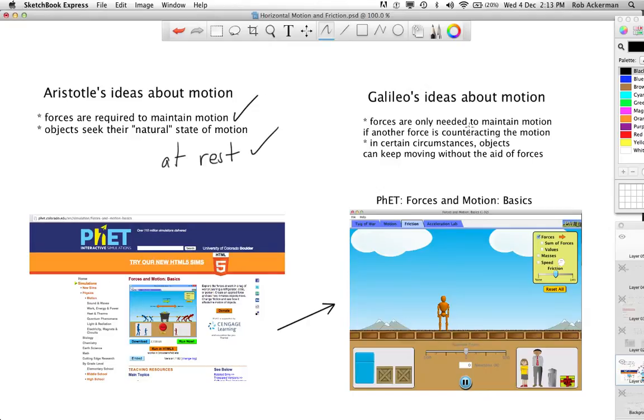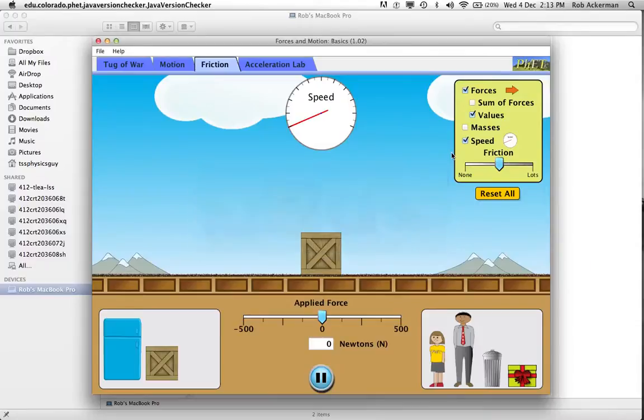But now let's look at what Galileo's saying. He's saying the only reason you needed that force to maintain motion was because another force was counteracting the pushing. You and I know that this force is called friction. Galileo says if that friction force were gone, the object really would keep on moving without the aid of any more forces. So let's see if he's right according to the simulation. Let's get rid of friction.